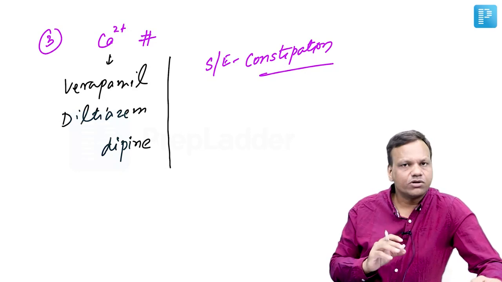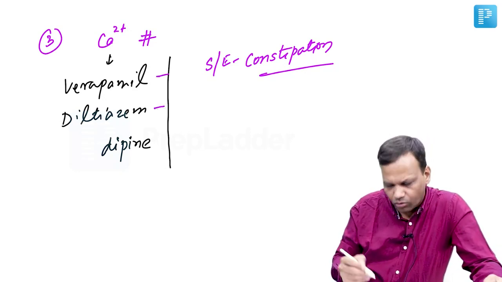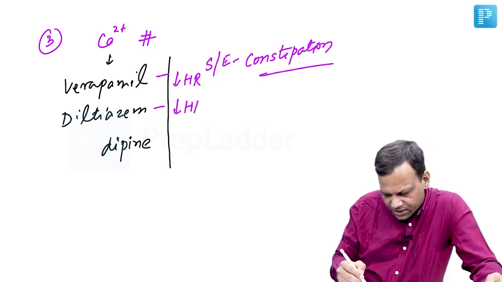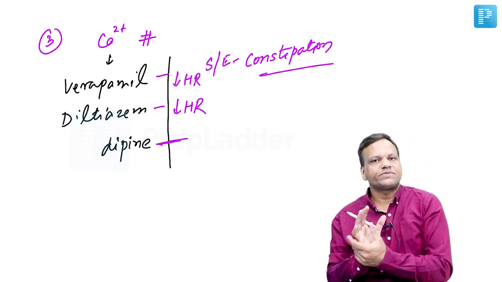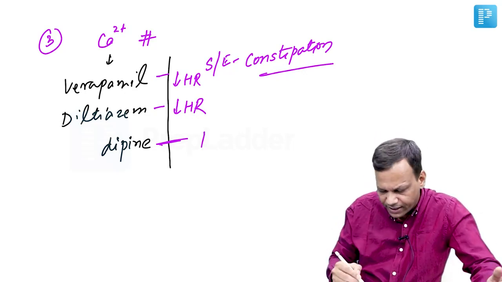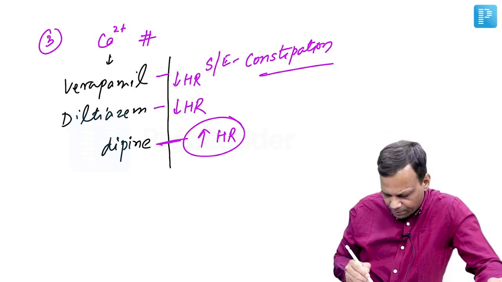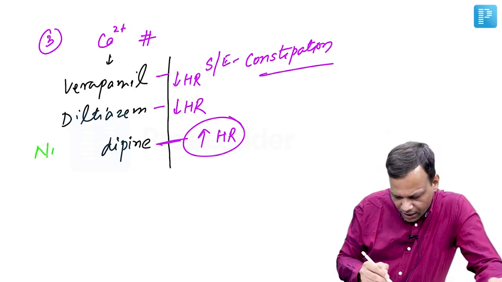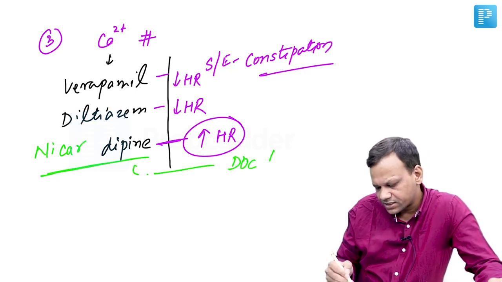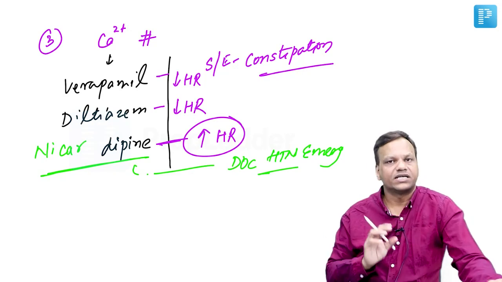Now, the second important thing to remember: calcium channel blockers verapamil and diltiazem not only decrease BP but also decrease heart rate. Whereas dipines are peripheral calcium channel blockers. They do not act on the heart, only on the blood vessels. So they can cause reflex tachycardia. And in particular, a dipine known as nicardipine is the drug of choice for hypertensive emergencies.